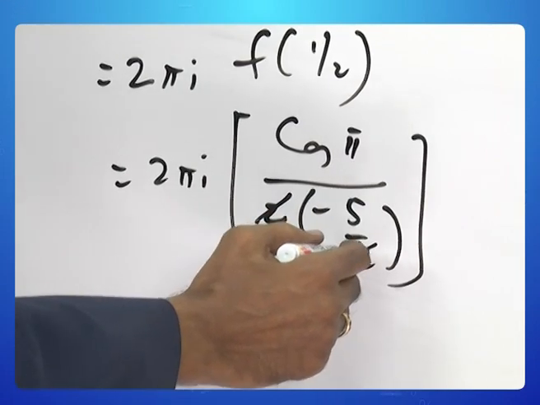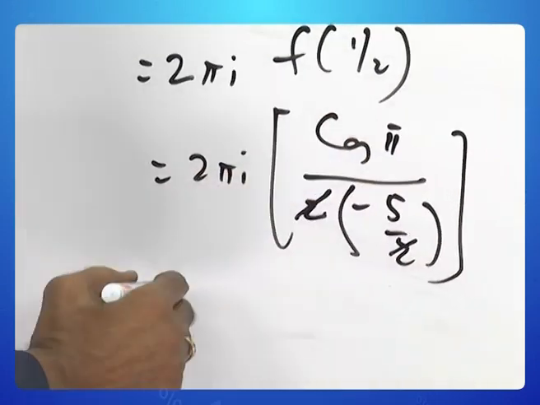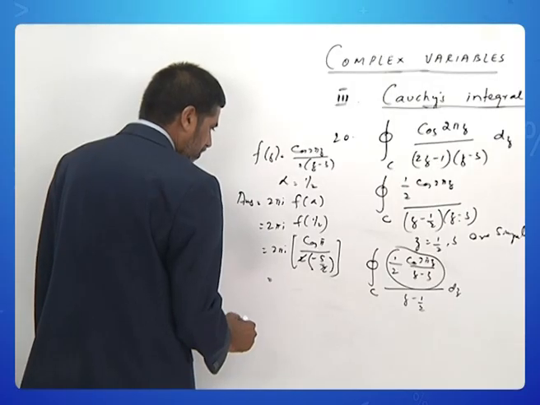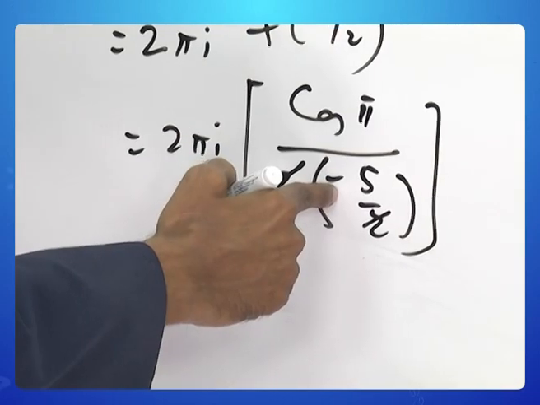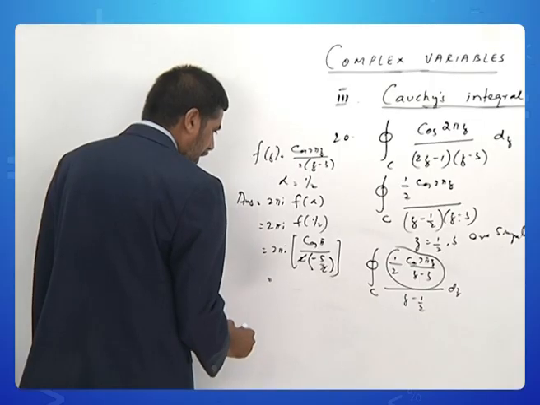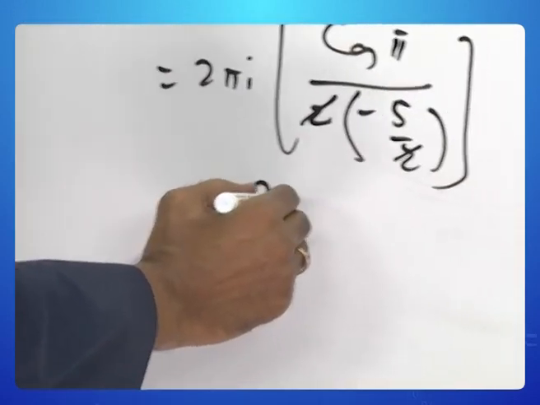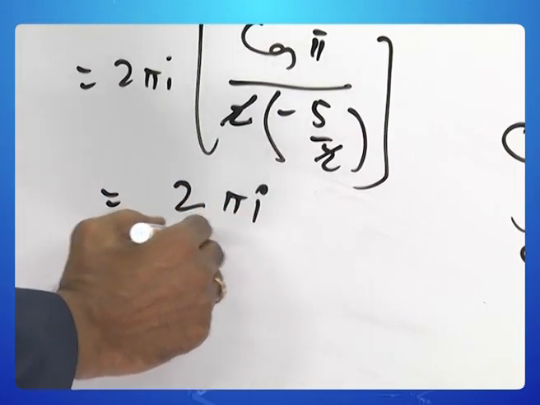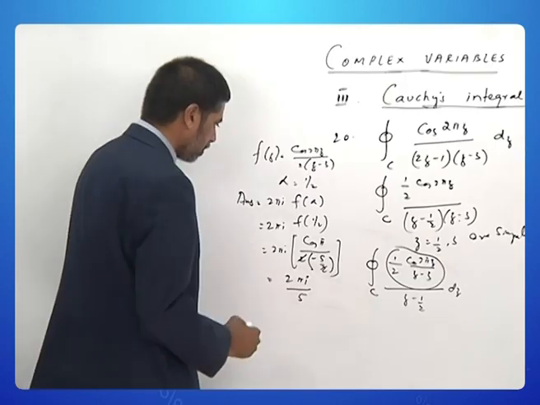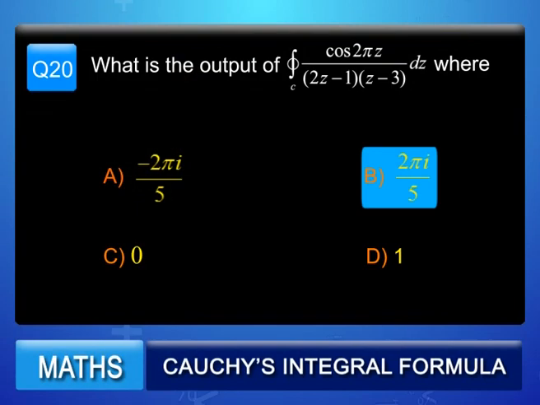So these two can be cancelled. Cos pi is minus 1. Therefore, minus of minus becomes plus, and you will have 2 pi I by 5. And you will find that option B is correct for this problem.